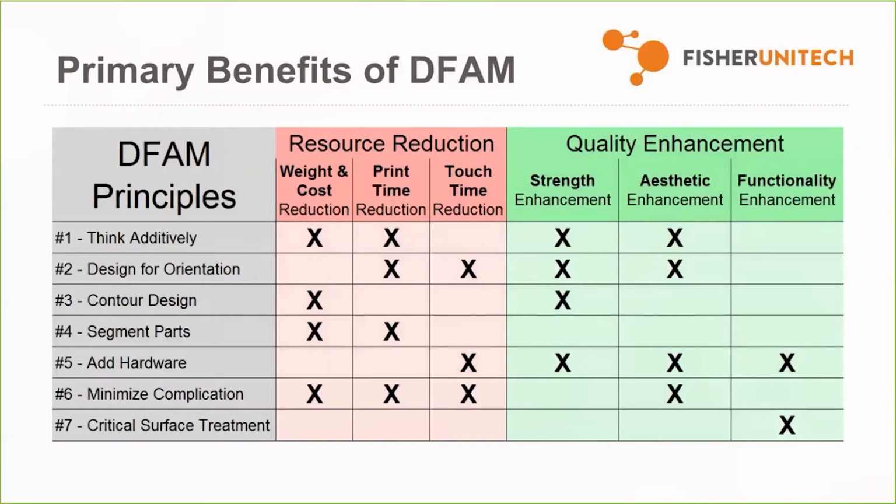So DFAM for results. Here is a list of essentially the primary benefits for design for additive manufacturing. On the left, you see 7 principles. We'll be going over those shortly, one by one. And on the right, you essentially see where those principles lie as far as reducing resources or enhancing the quality of the part. Okay?